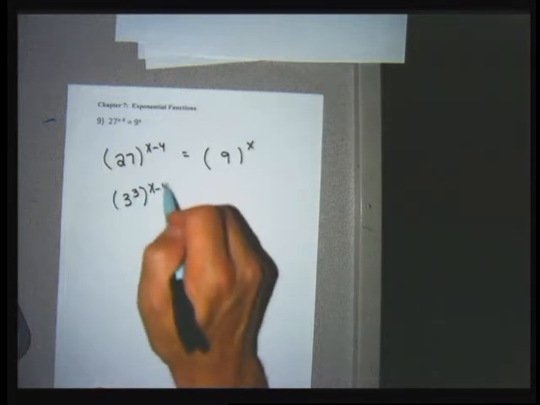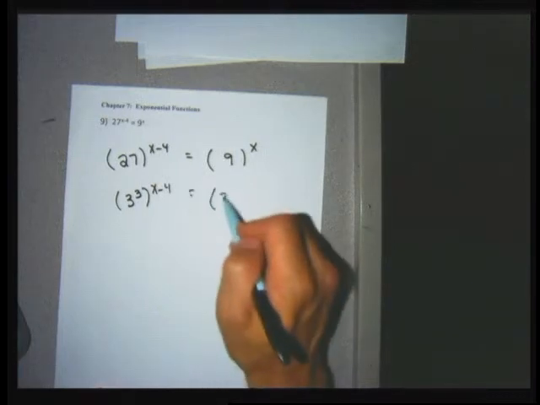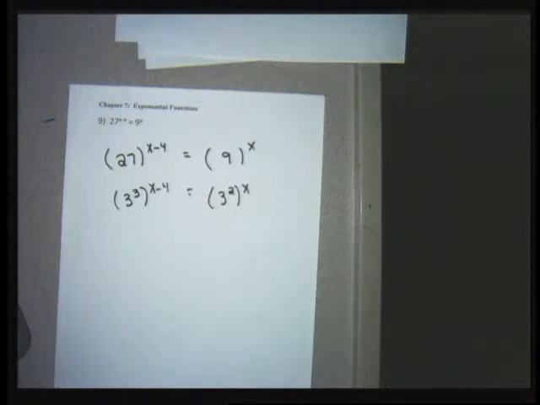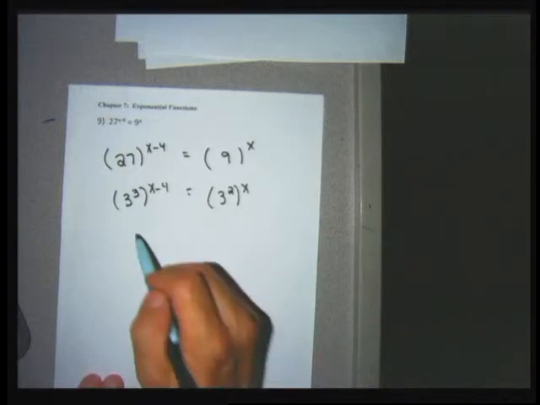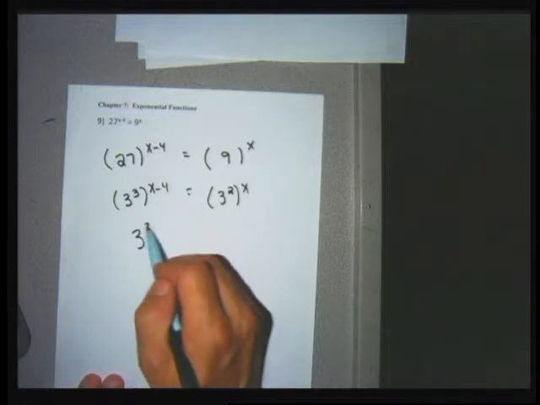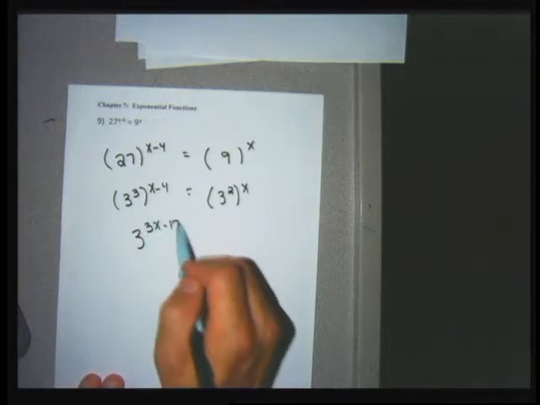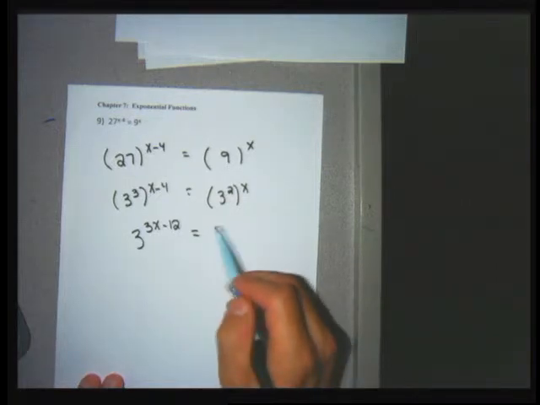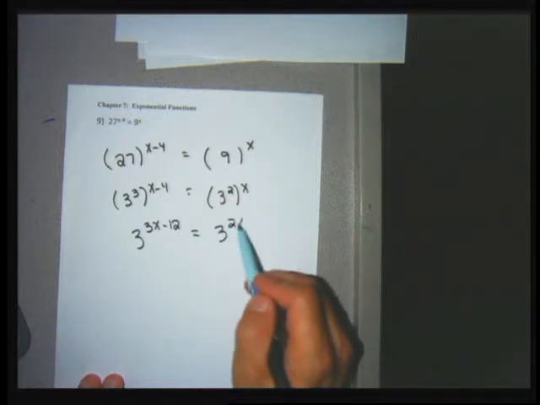And I'm going to prime factor 9. Again, I have that memorized, but you can use your calculator. On the left side, I'm going to multiply the exponent of 3 by both the x and the 4 and drop the parentheses and get 3x minus 12. On the right side, I'm going to multiply the exponent of 2 by the exponent of x and drop the parentheses and get 3 to the 2x.